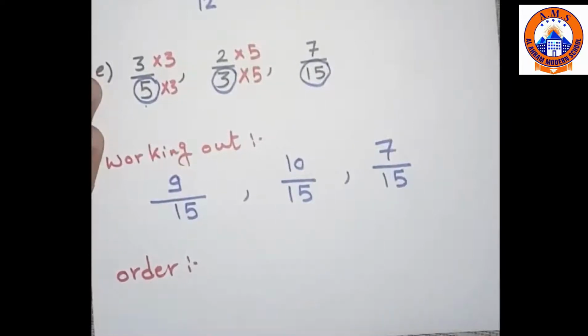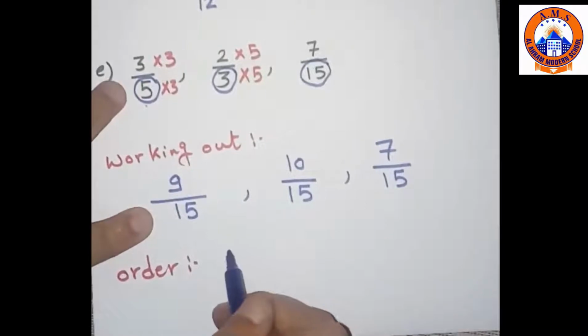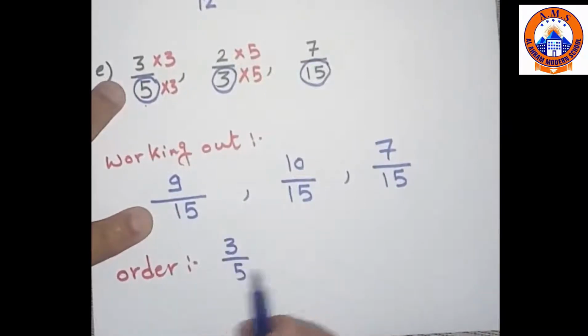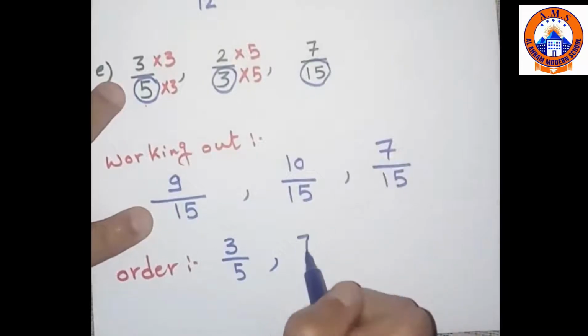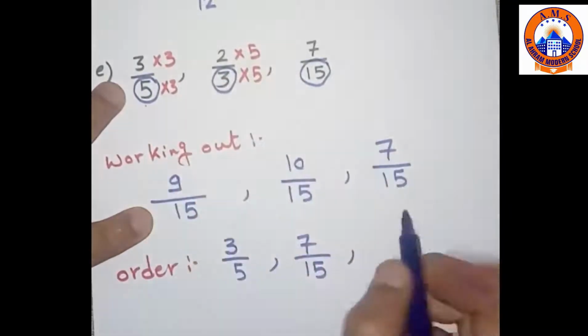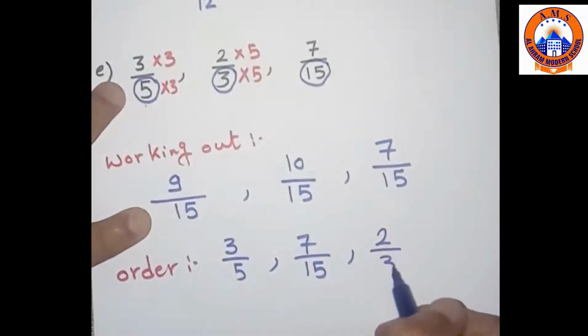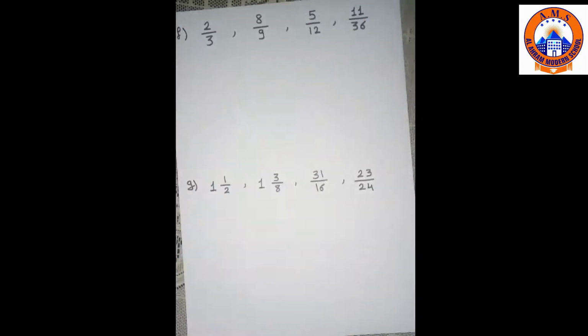and the order will be, the smallest fraction here is 9 over 15, which was 3 over 5. Then 7 over 15, it's the same. Then 10 over 15, which was 2 over 3. Next question.